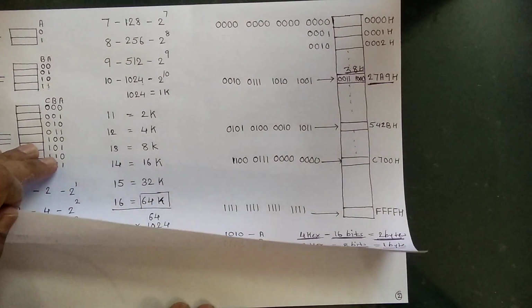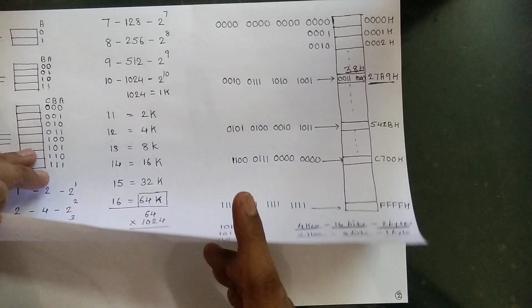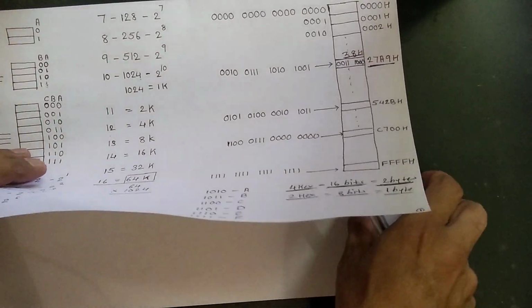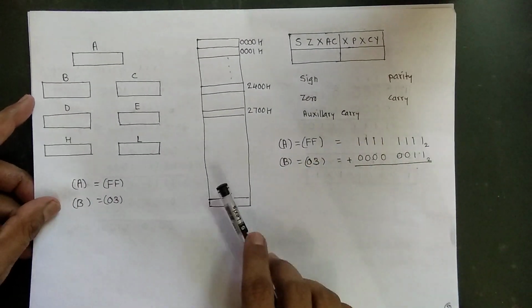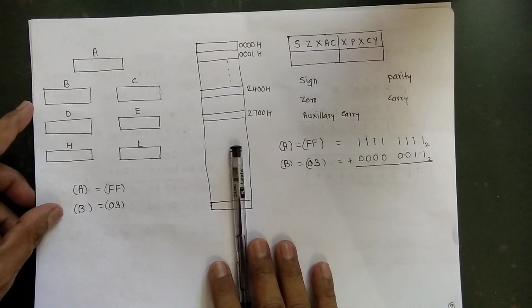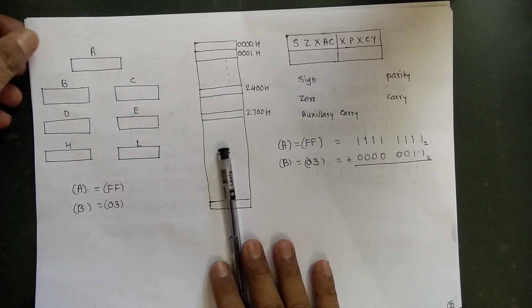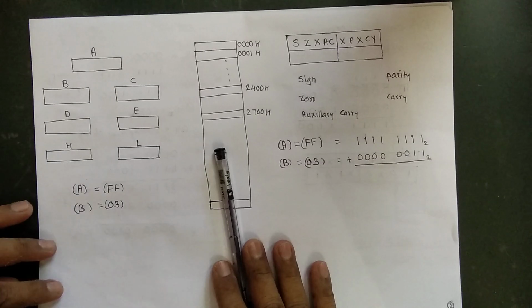The next part which we are going to study is related to the flags. To understand what the flags are and how they are affected, first we have to know what we mean by registers and what we mean by memory. It is a very easy part.